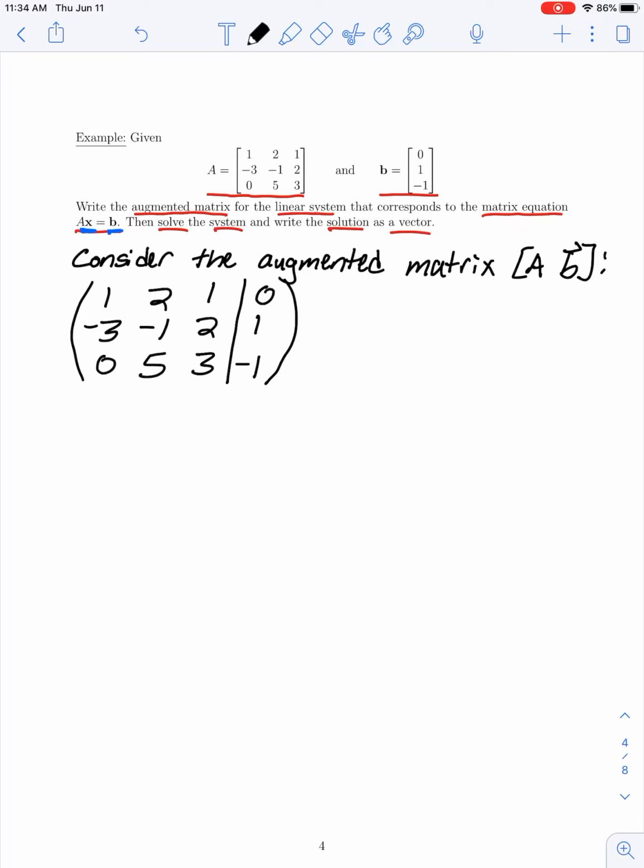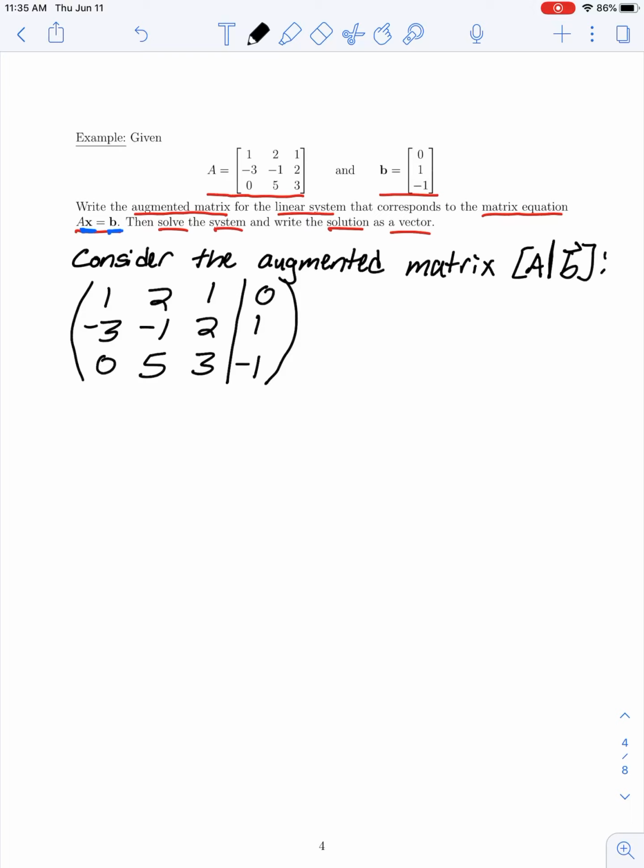Now recall in your textbook, they would not use that vertical bar notation through the matrix. They would just write this as a 3 by 4 matrix. But my personal preference is to always include that vertical bar that separates my matrix A from the vector b, so that I know where the equal sign lies throughout this system of equations. So this is the augmented matrix for the linear system. That's the first part of the question. Then we are told to solve this system and write our solution as a vector.